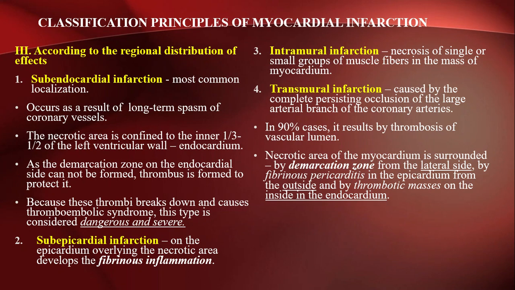Transmural infarction is caused by complete persisting occlusion of a large arterial branch of the coronary arteries. In 90% of cases, it results from thrombosis of the vascular lumen. The necrotic area of the myocardium in transmural infarction is surrounded by a demarcation zone on the lateral side, by fibrinous pericarditis in the epicardium on the outside, and by thrombotic masses on the inside in the endocardium.